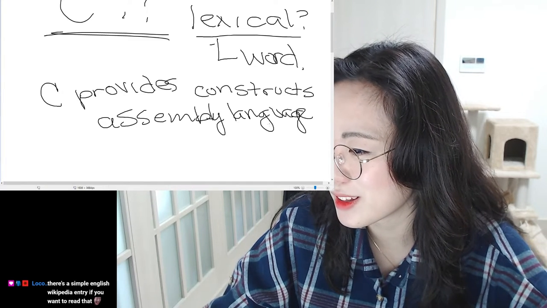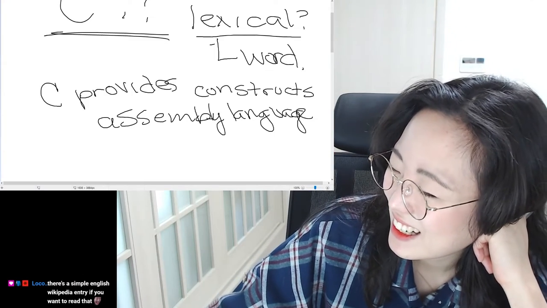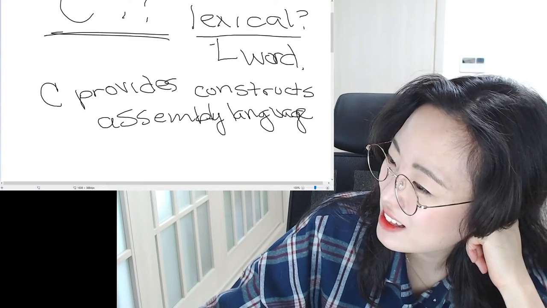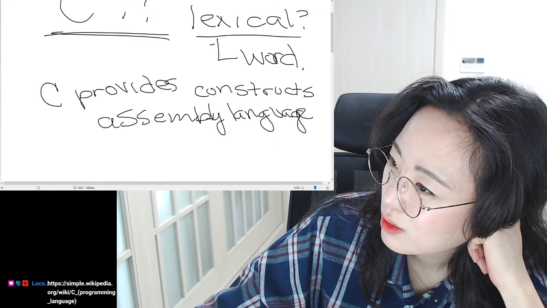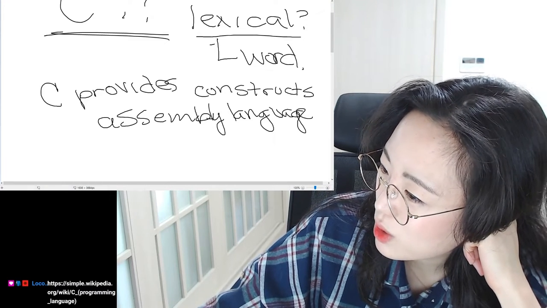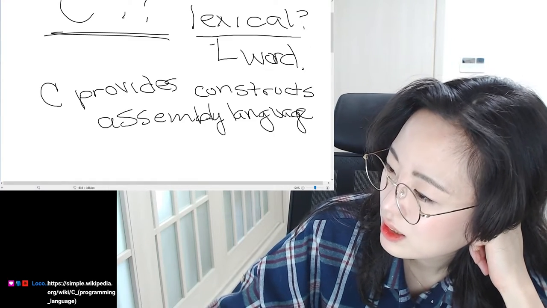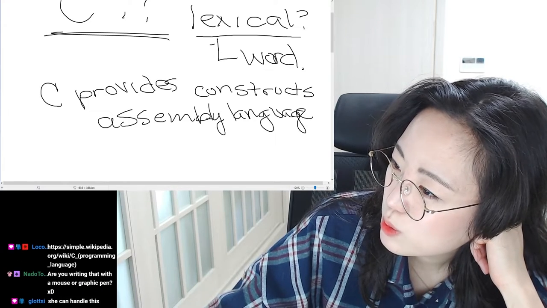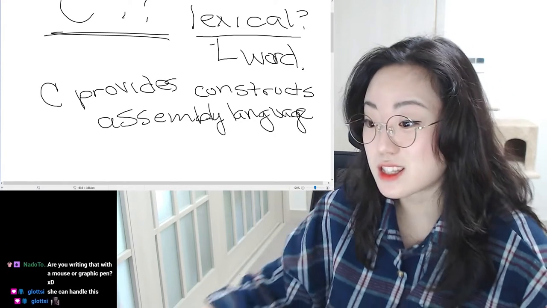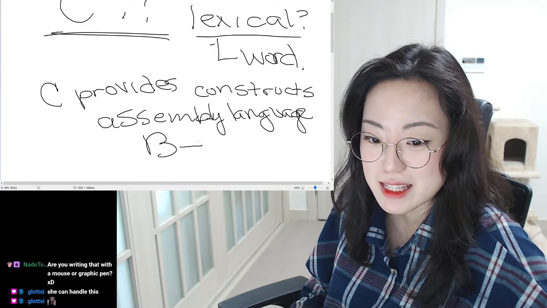There's a simple English Wikipedia. Guys, I am reading that right now. Oh, shoot. Why is this simpler? No, we need to read the complicated one. A successor to the programming language B. So guys, it started from a B, and then it's C.